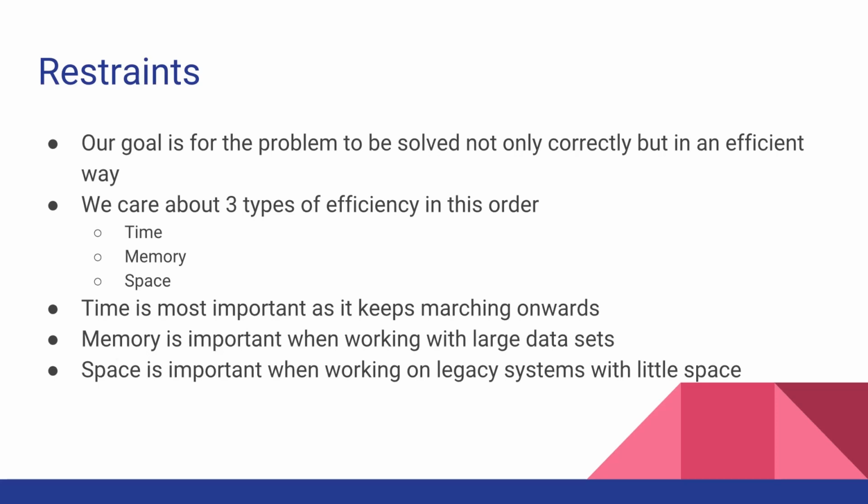In that previous example, time was the biggest test, and you'll notice that most of the time, we will place time efficiency as our most important thing. This is because time keeps marching onwards. We can't slow down time or buy more time in the same way we can for memory or space. So we need to make sure that when we create our algorithms, most of the time we're optimizing so that they take the least amount of time.